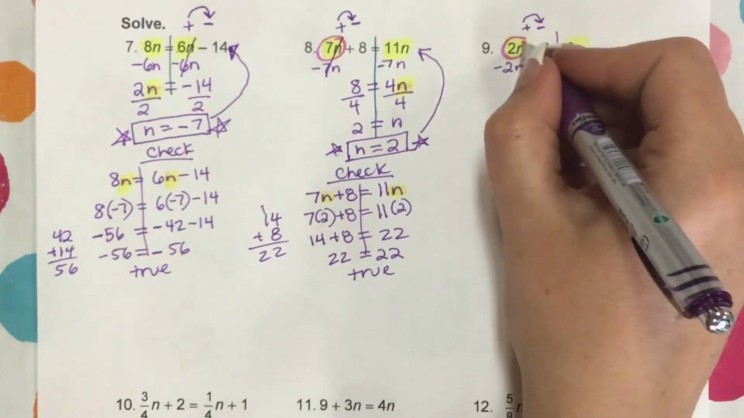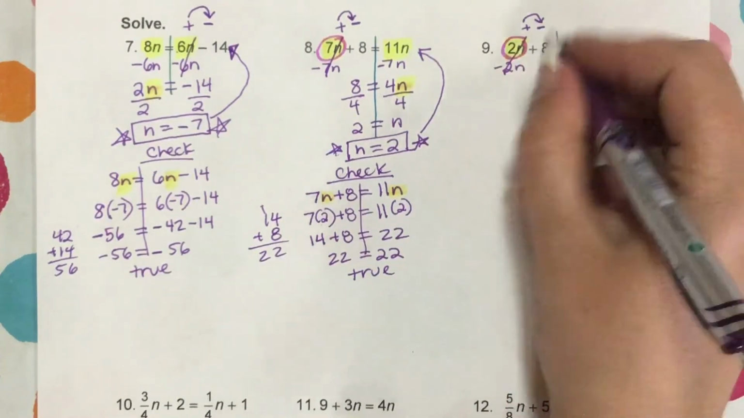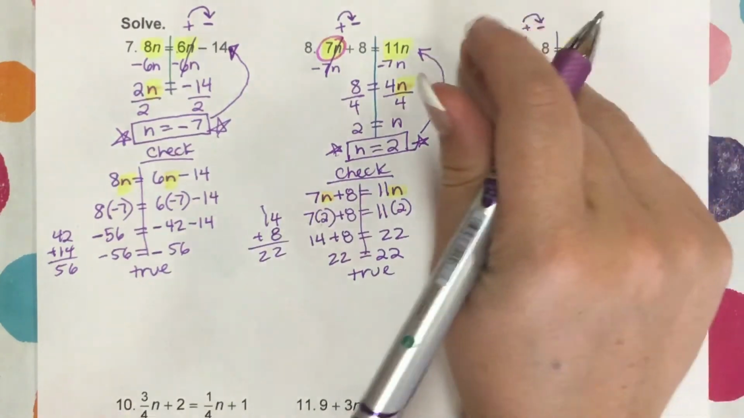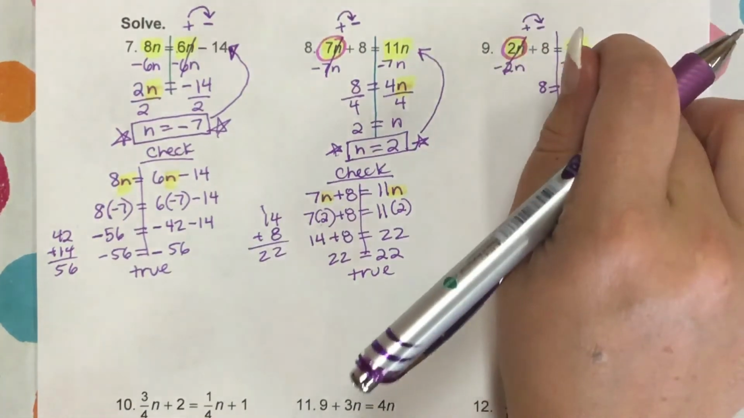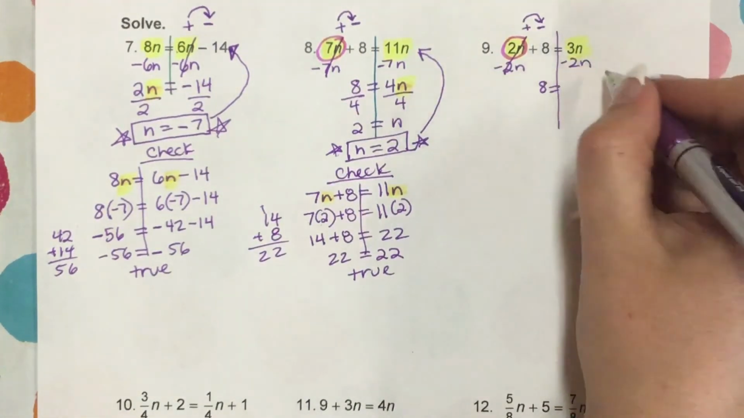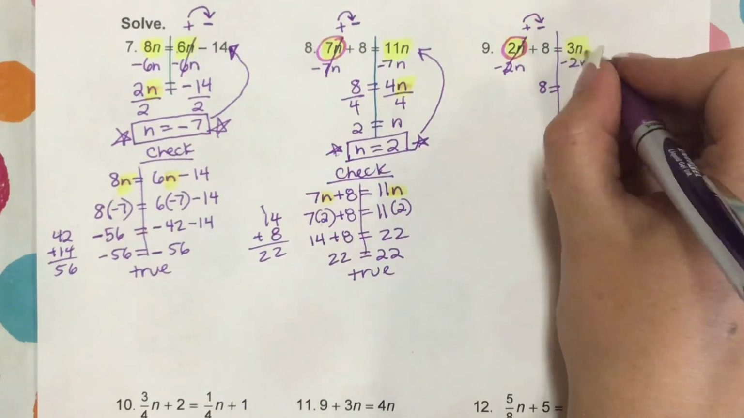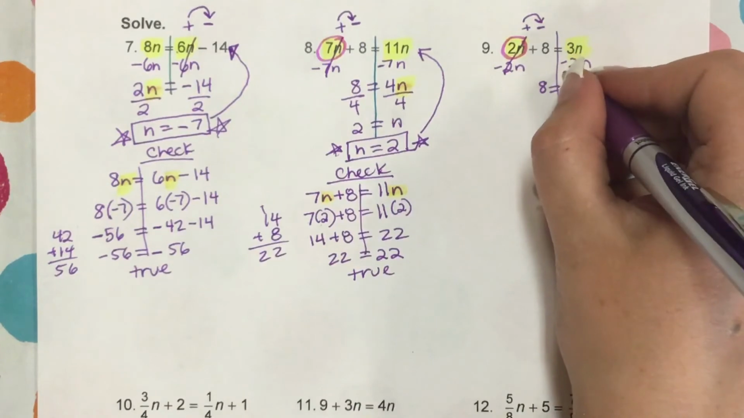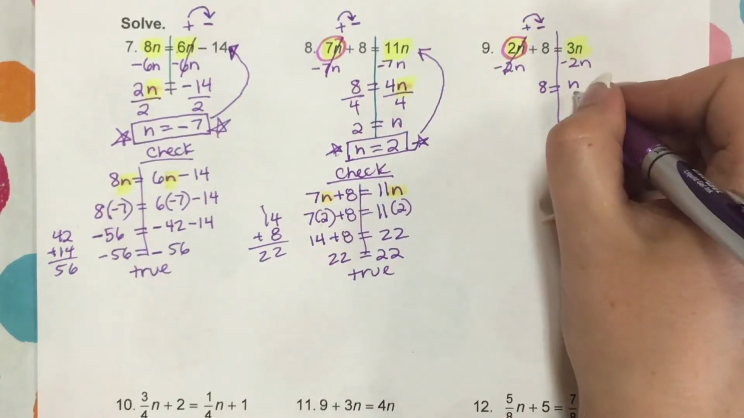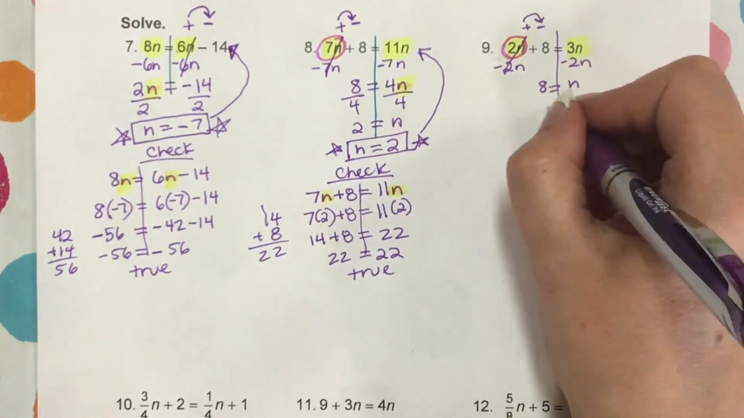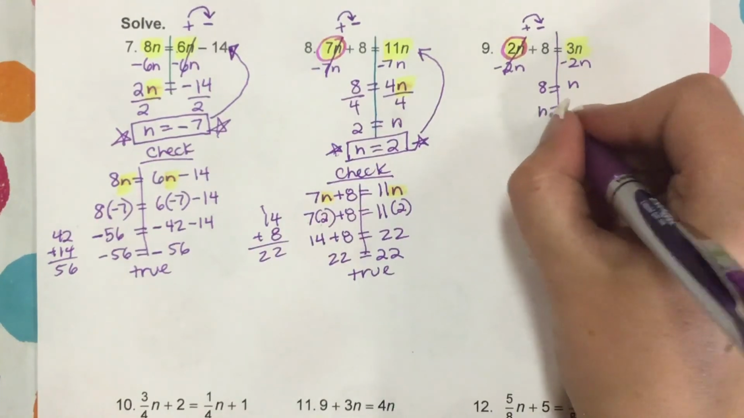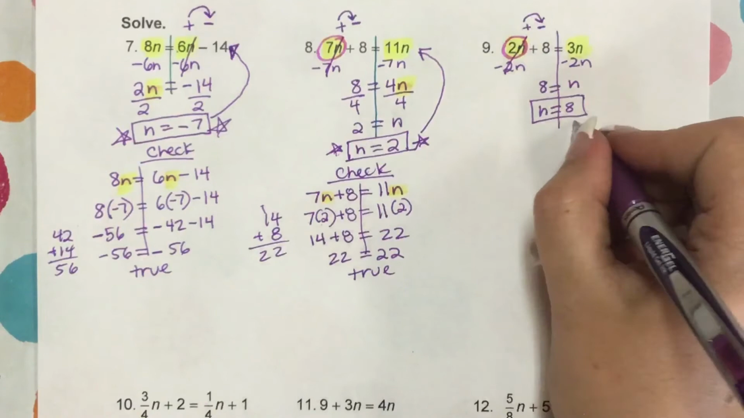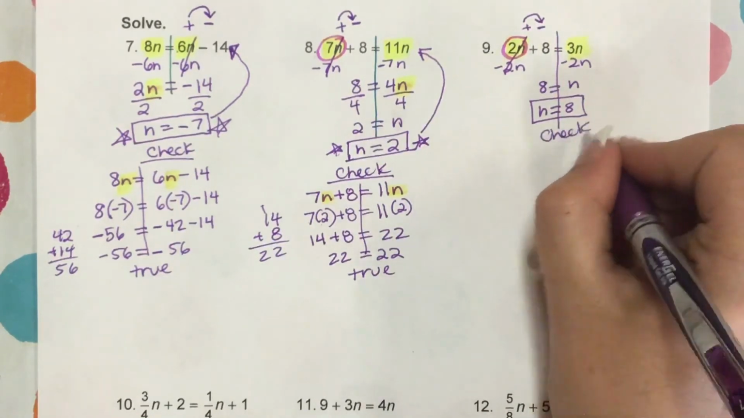2n minus 2n is 0, and that's great because that's what I want. I want it to become 0, so I no longer have an n on this side. I've moved all the n's to this side of the equation, which is what I want. 3n minus 2n is just n. 3 minus 2 is 1. 1n is the same thing as n, so I'm just going to write n, and boom, there it is. 8 equals n. I'm going to rewrite it as n equals 8. That is our solution. Now, if you got that right, great, but we have to make sure and check it.